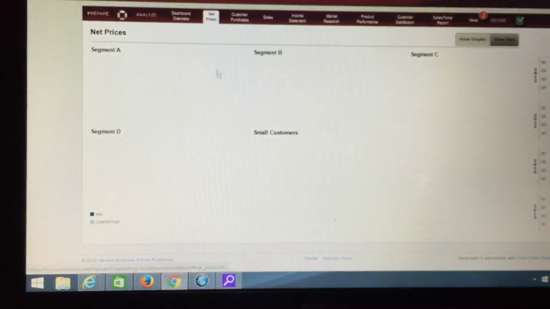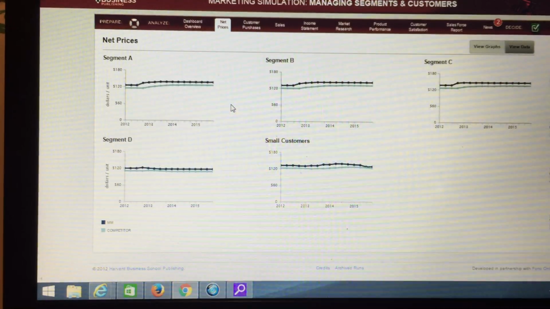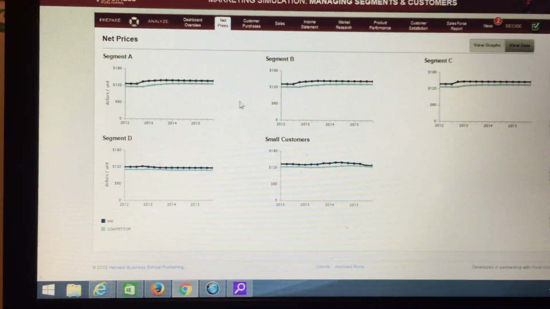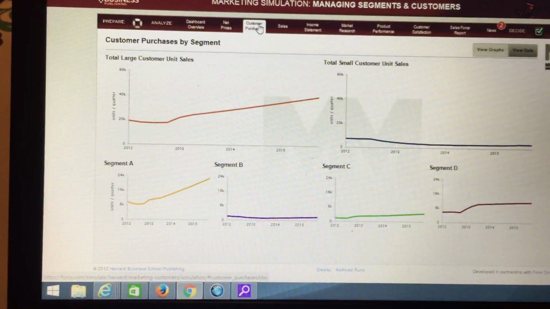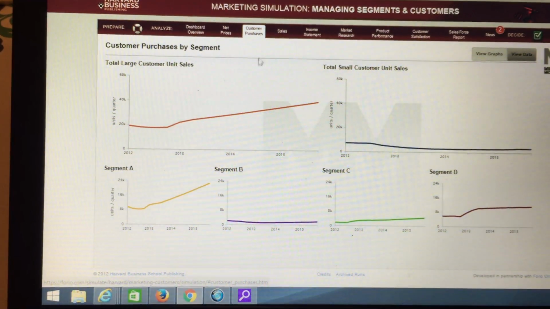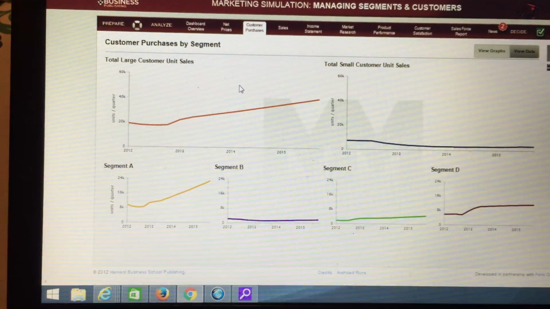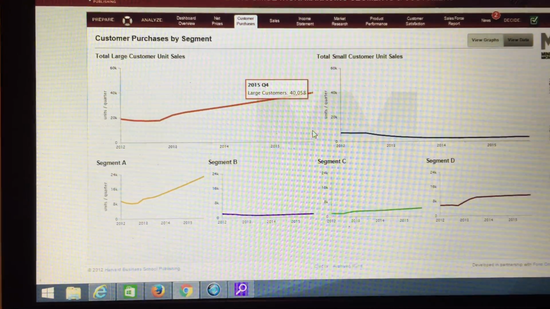Next is the net prices tab, which shows the amount each segment pays each quarter. Onto customer purchases. This tab tells us how many units each customer segment brought in sales. So here it will show the total amount of sales.